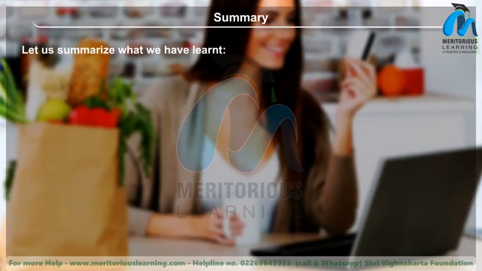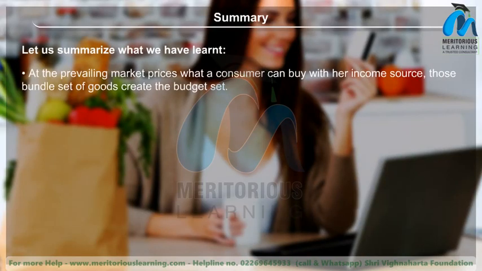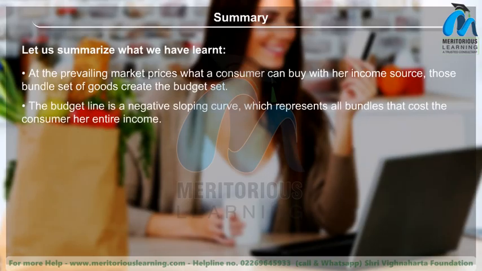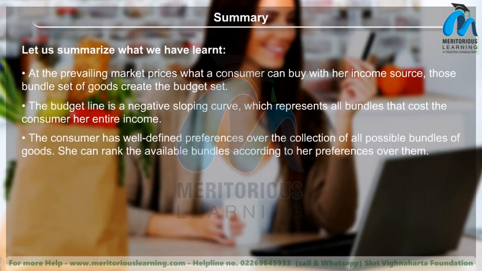Summary. Let us summarize what we have learned. At the prevailing market prices, the bundled set of goods that a consumer can buy with her income creates the budget set. The budget line is a negatively sloping line, which represents all bundles that cost the consumer her entire income. The consumer has well-defined preferences over the collection of all possible bundles of goods. She can rank the available bundles according to her preferences.